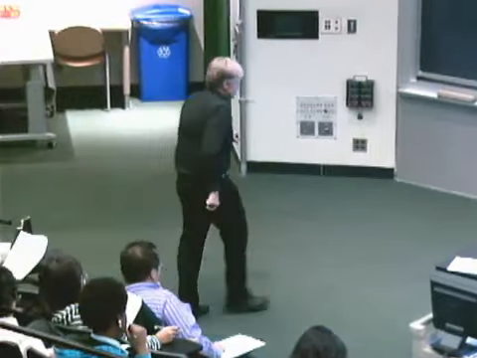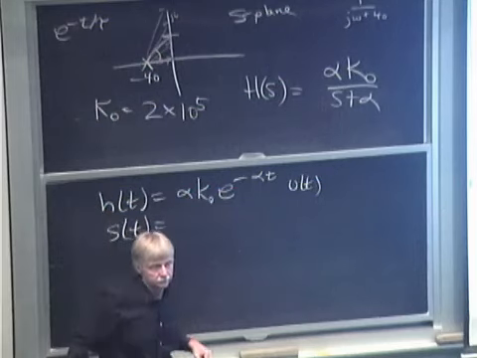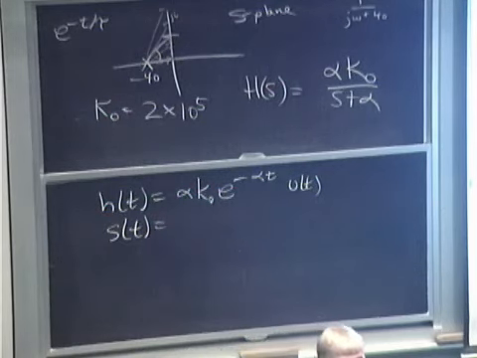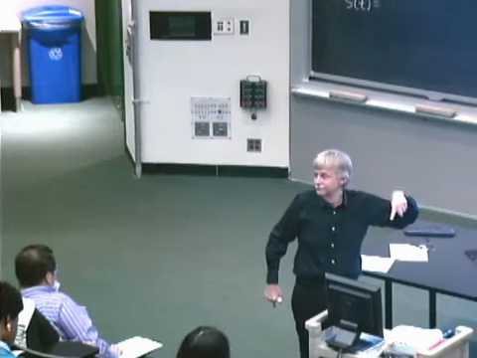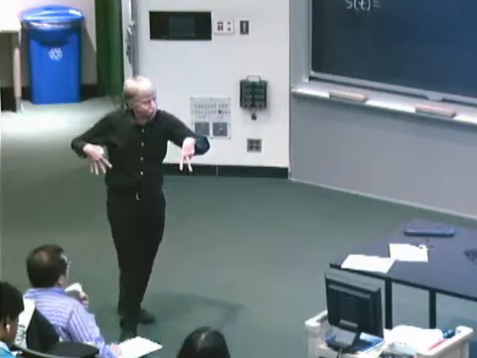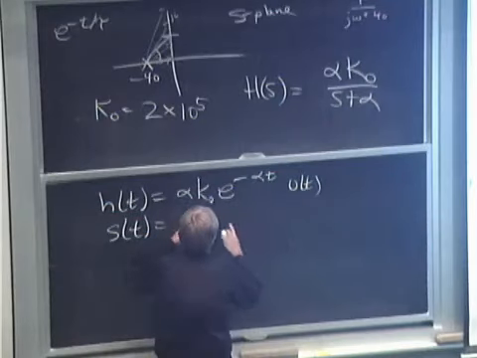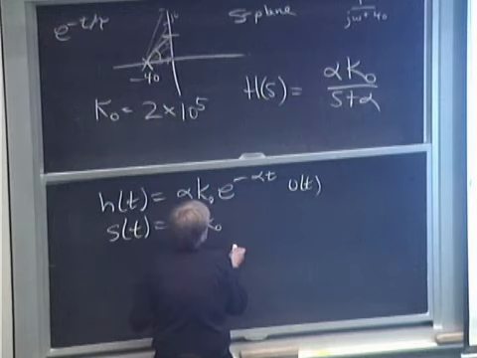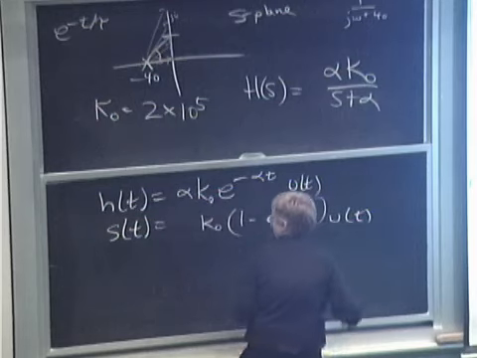And then if you wanted to find the step response, what would you do? h of t is the impulse response. How would you find the step response? A step is related to the impulse by integrating. The step response is related to the impulse response by, surprisingly, integrating. So you would integrate that thing, and you would end up with something like k naught times 1 minus e to the minus alpha t u of t. I think that's right.